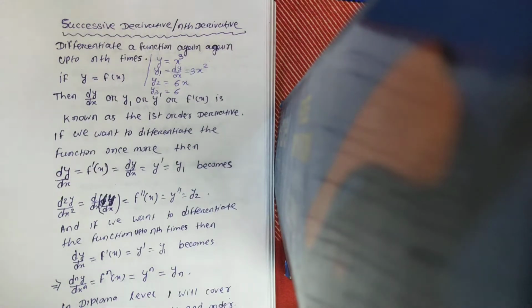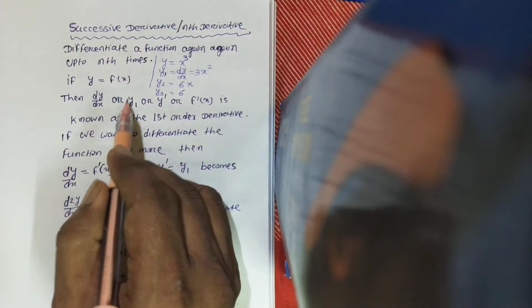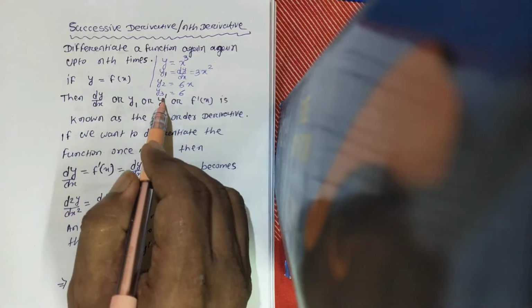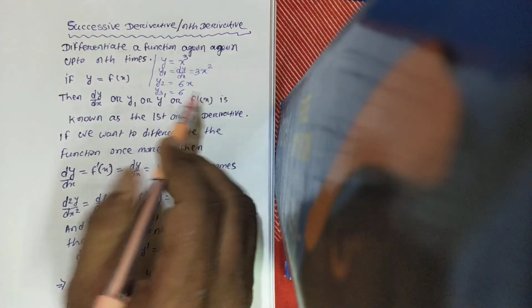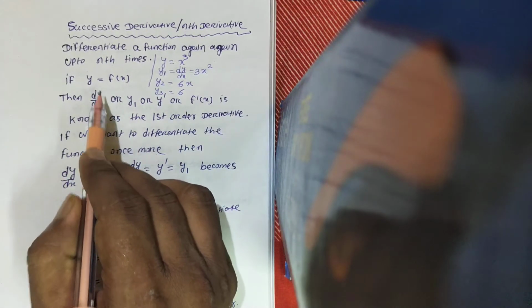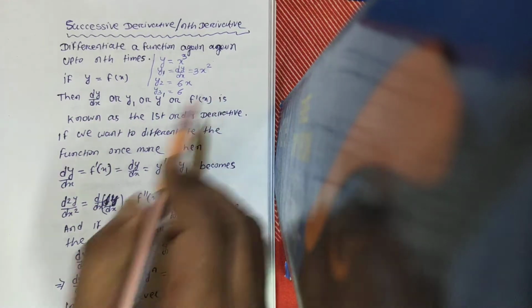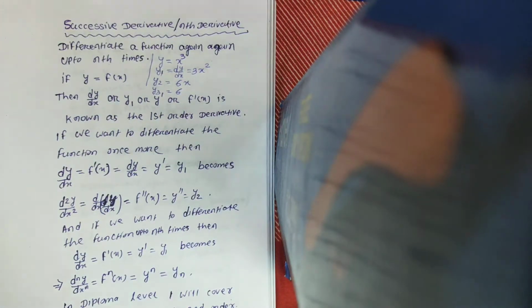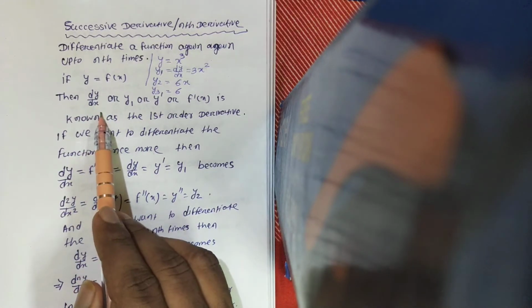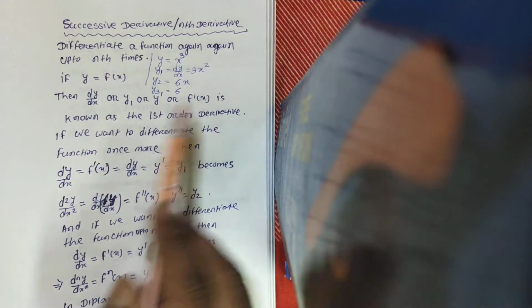Okay, so first I am giving some symbols, how we will use the symbols for the successive derivative. That means if a function is differentiated once, that will be written as dy by dx, or symbolically we can represent y1 or y prime or f dash x. That means if a function is given y is equal to f(x), then dy by dx will be symbolized as f dash x.